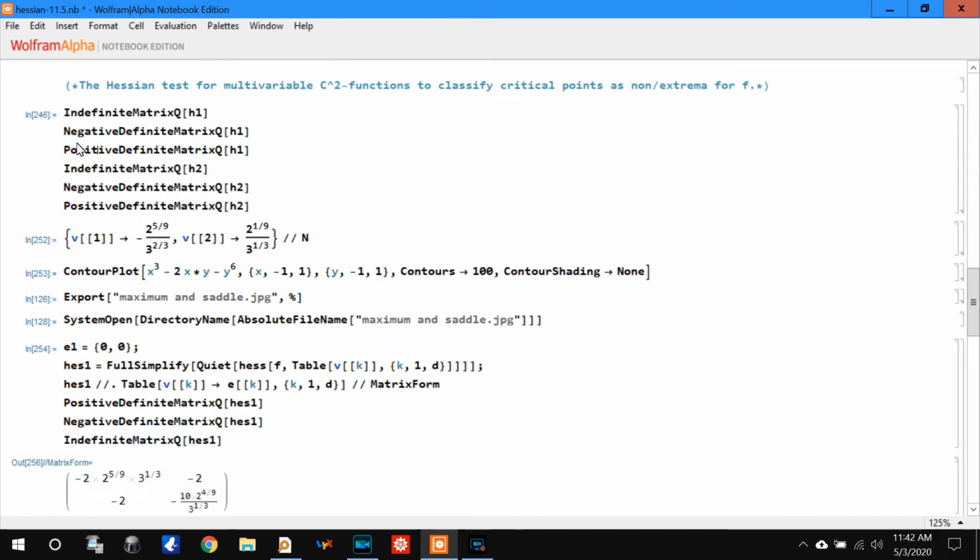So this is going to talk to us about indefinite, definite, and then if they're definite, are they positive definite or negative definite? We're talking about matrices. So a matrix can be negative definite or positive definite. The Hessian test is looking at whether the Hessian matrix is positive definite, negative definite, or indefinite, which is when there's a saddle point.